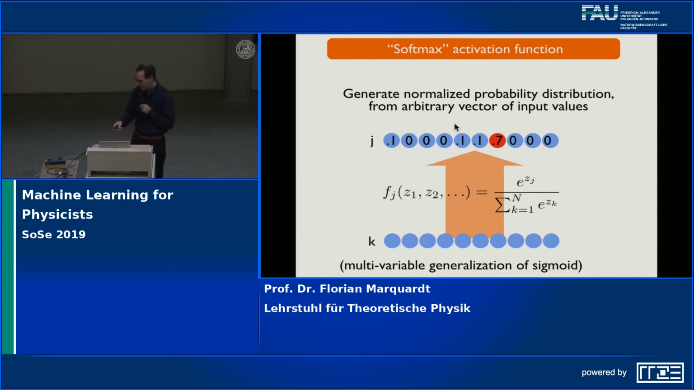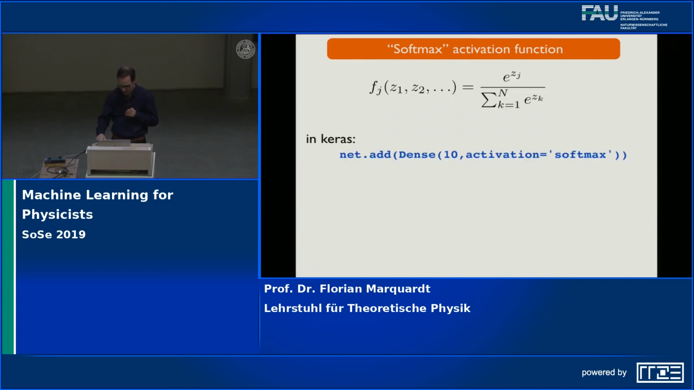By the way, if you look at it very carefully, you can also recognize that this is structurally very similar to the sigmoid function. You can view this as a multivariable generalization of the sigmoid function. Okay. Now the beauty of Keras is that it's super easy to implement this. You don't have to program this yourself. You just say that your activation is no longer the ReLU, but the softmax, and that's it. So as soon as you know what you want, you get this by one line.